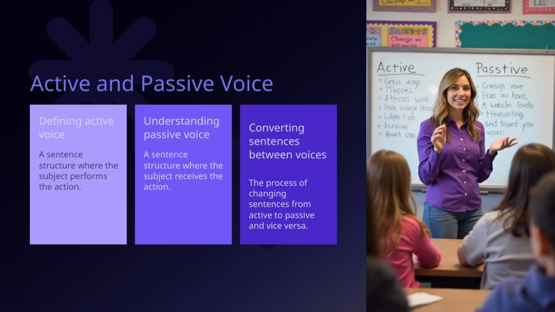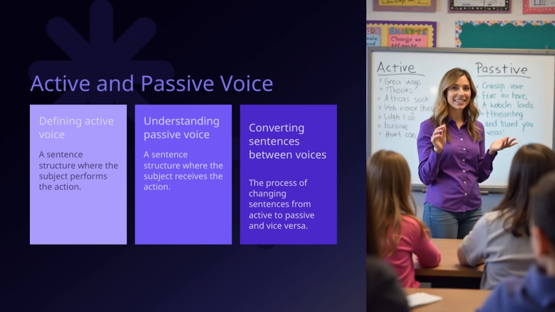On the other hand, active voice has a different structure. Here, the subject performs the action. For example, the student read the book. This form is usually more direct and lively, making your writing clearer and more engaging.